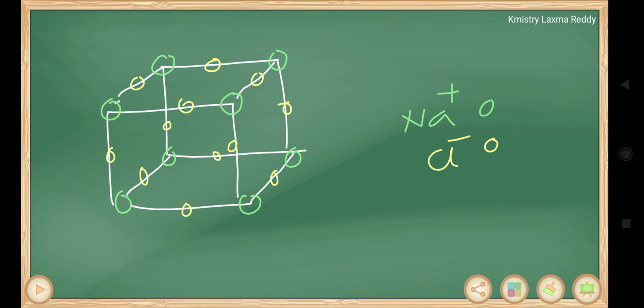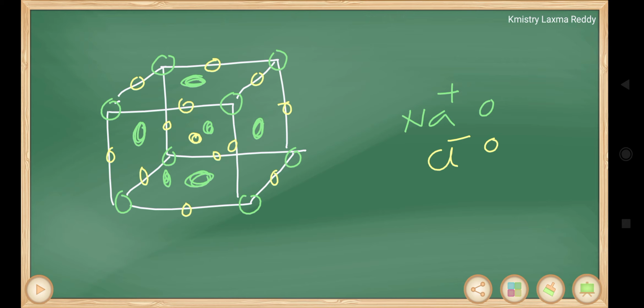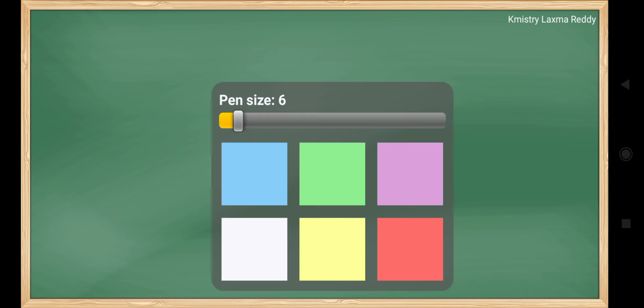After this, again we have faces. So the faces are occupied by again sodium plus ions. This is front face, this is back face, like this. So after this, one body center will be there. This is exactly the body center. This structure is called sodium chloride structure. So what can we learn from this?